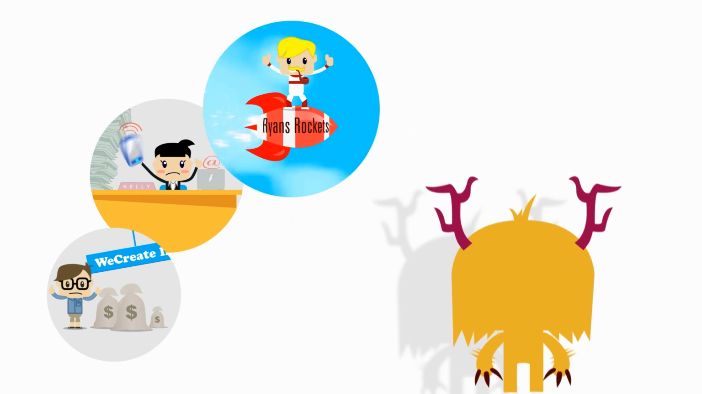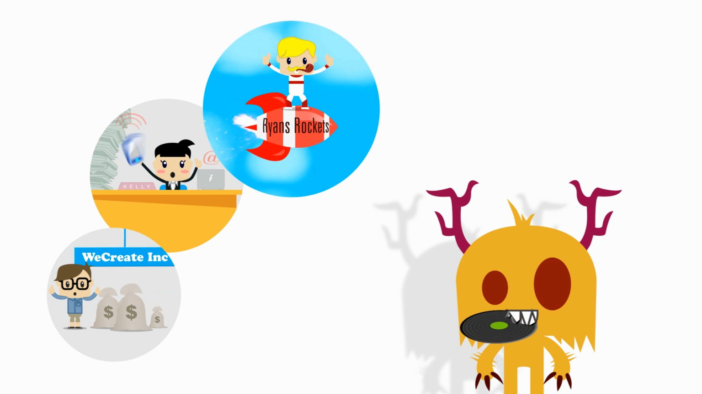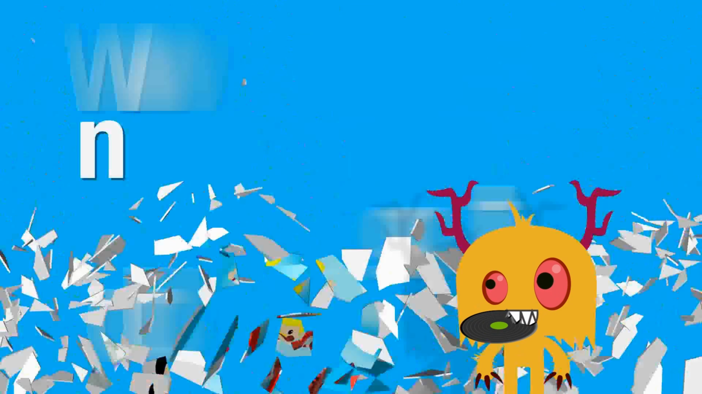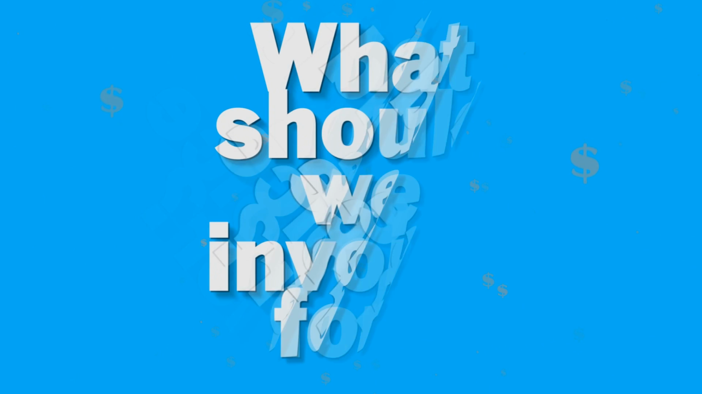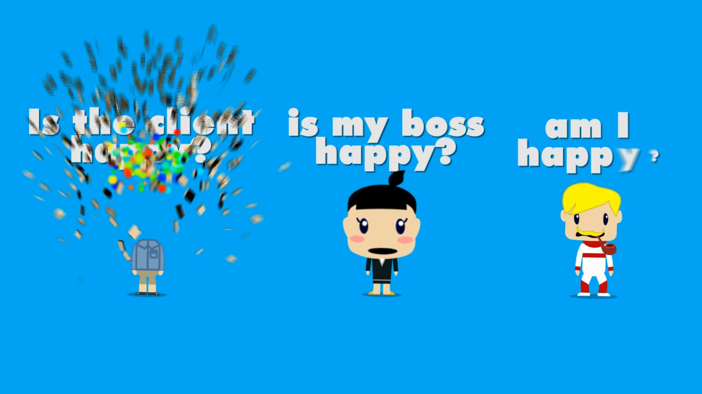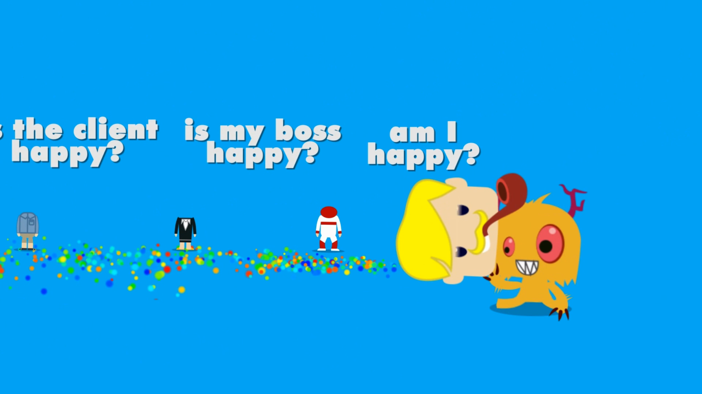This is usually when chaos rears his ugly head. As your team go about their work without a good project manager or direction, there's confusion. What needs to get done? Who should do it? How long should it take? Can we just fit in this other project? What should we invoice for? Is the client happy? Is my boss happy? Am I happy? Oh, chaos, you pesky bugger.